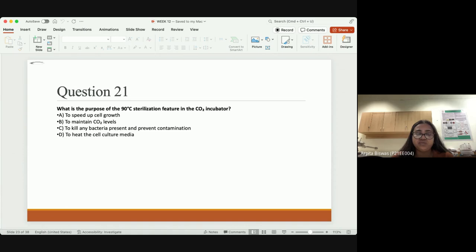So next, move to question number 21. What is the purpose of the 90-degree sterilization feature in the CO2 incubator? So first option is to speed up the cell growth. Second option is to maintain the CO2 level. Third option is to kill any bacteria present and prevent the contamination. And option D is to heat the cell culture media. So which one is the right answer?